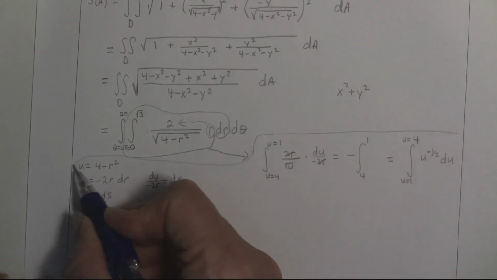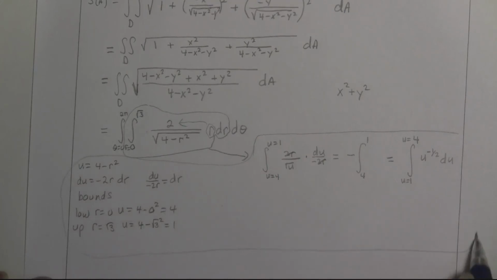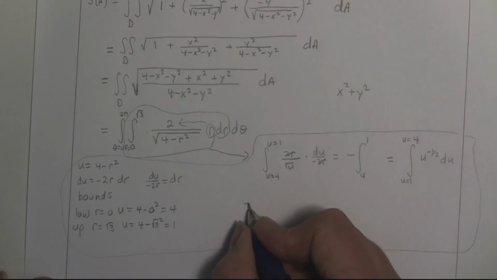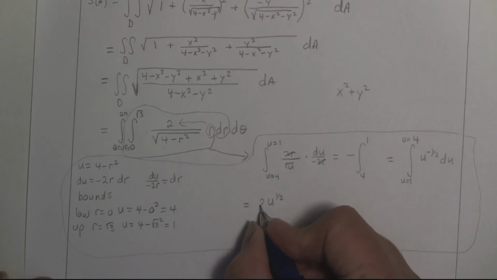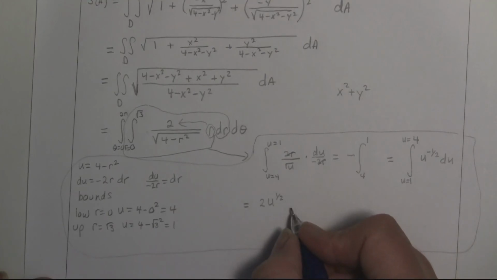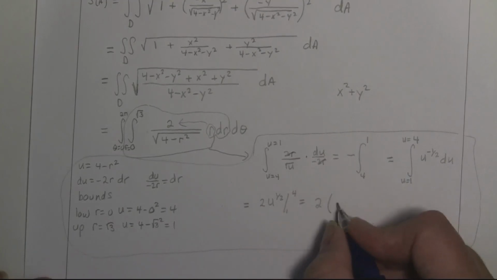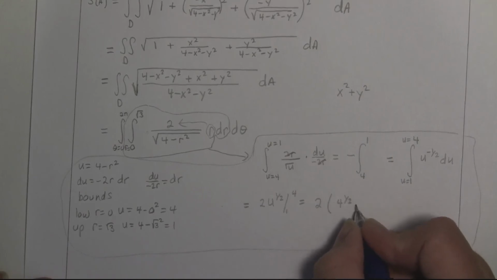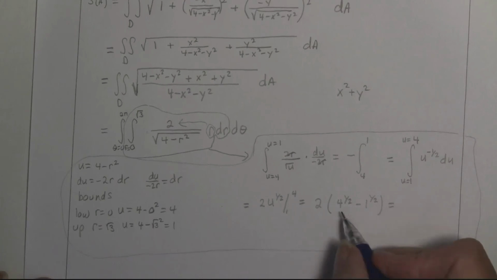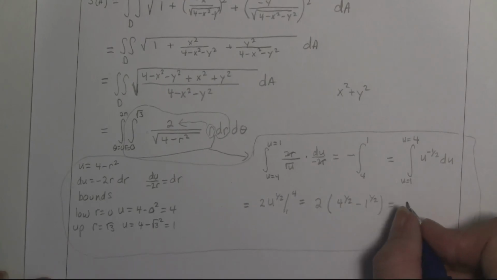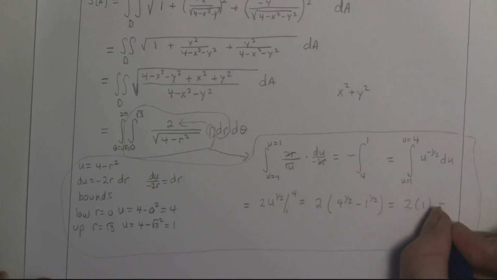I also had this u substitution part. I ought to be able to do it in that amount of room. When I integrate that, u to the half divided by half is the same as multiplying by 2. And my bounds are 1 to 4. So this is 2 times 4 to the half minus 1 to the half. And 4 to the half is 2, minus 1. So this is just 2 times 1, which is 2.